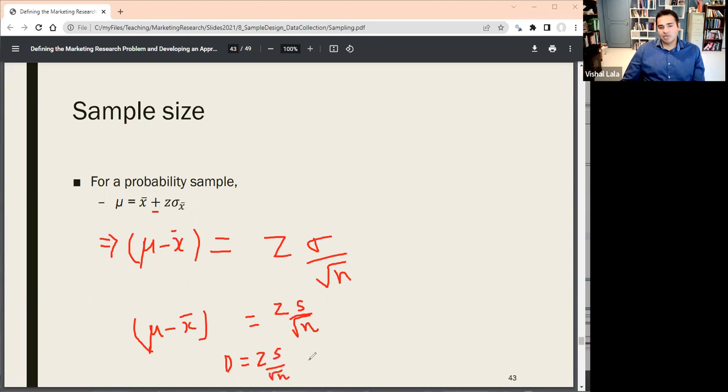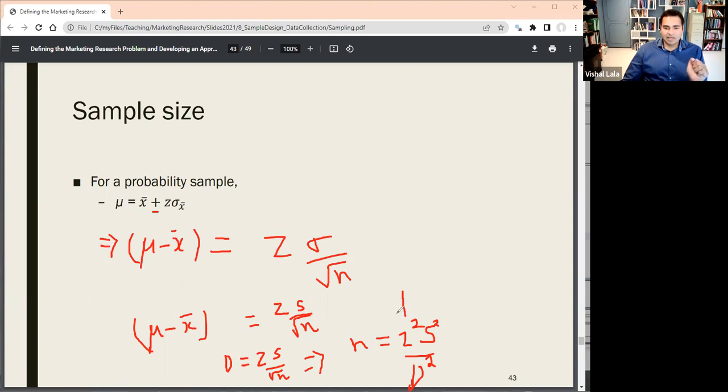Rearranging these terms, you can get N as being equal to Z squared S squared by D squared. Okay, let's examine what these pieces mean individually.